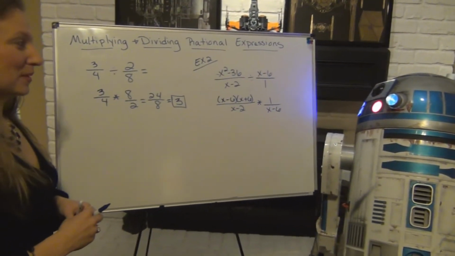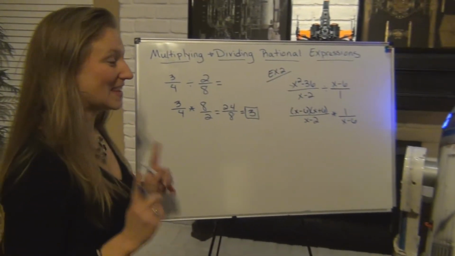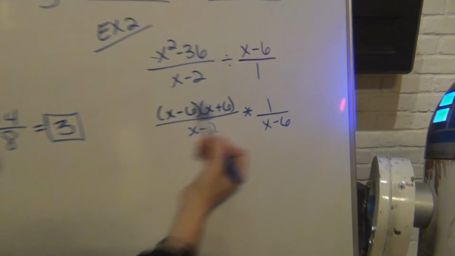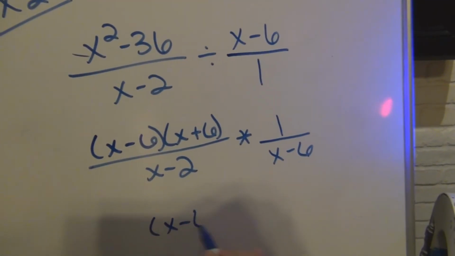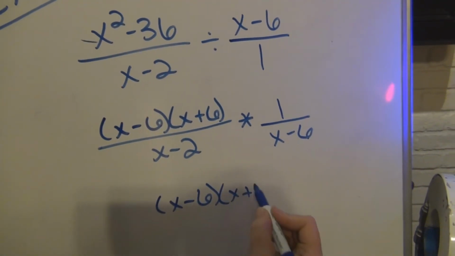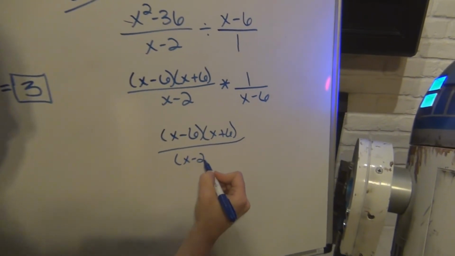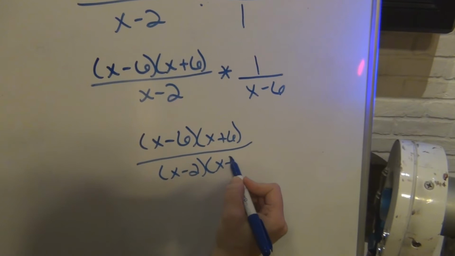That's right, R2. We've made big progress in that fraction. Now we are ready to multiply straight across. So 1 times all of this is just going to be x minus 6 times x plus 6. This is going to be x minus 2 times x minus 6.